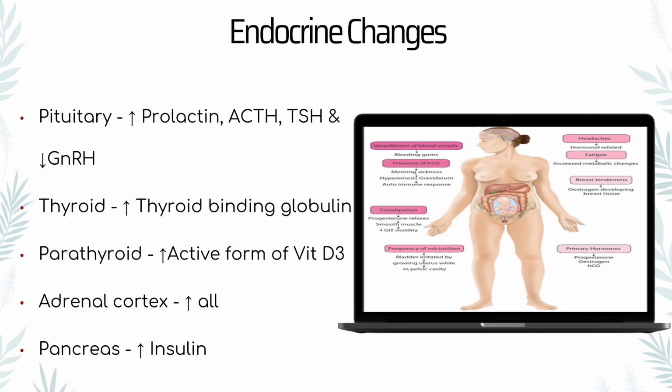Pancreas: there is beta cell hyperplasia leading to increased level of insulin secretion, but the maternal tissue sensitivity to insulin is variable during pregnancy. So it increases in the first half and decreases in the second half of the pregnancy, which may result in insulin resistance.